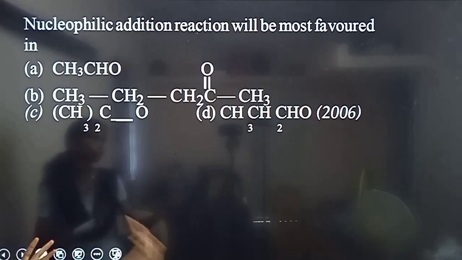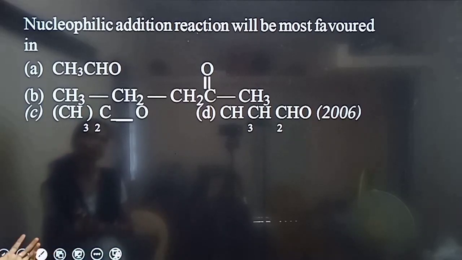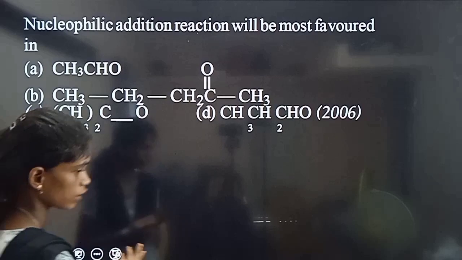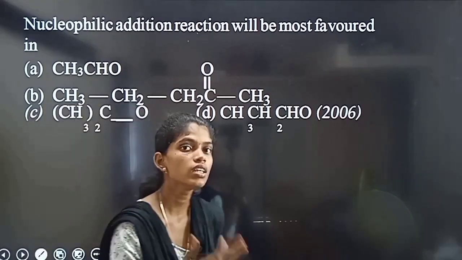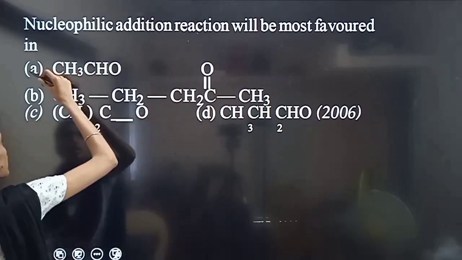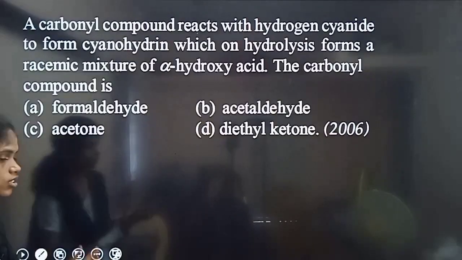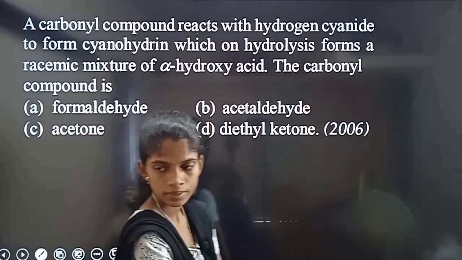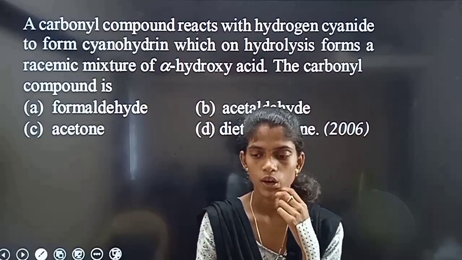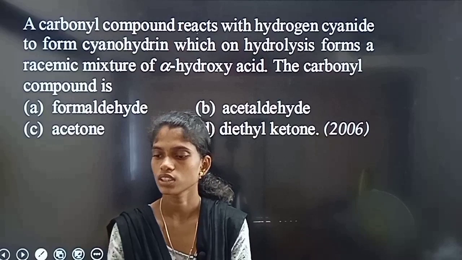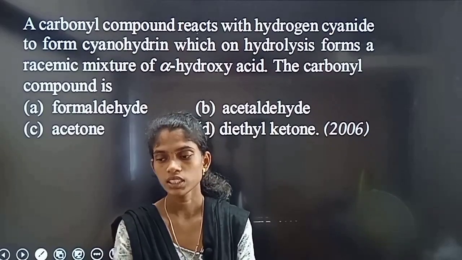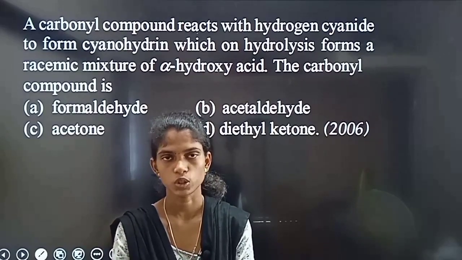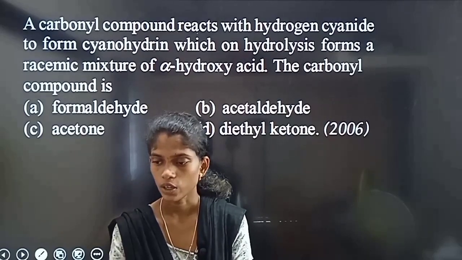Nucleophilic addition reaction will be most favored in. Okay, so it is based on the electrophilic nature of the reactant. So option A is the right answer, which is more electrophilic. A carbonyl compound reacts with hydrogen cyanide to form cyanohydrin, which on hydrolysis forms the racemic mixture of alpha hydroxy acid.